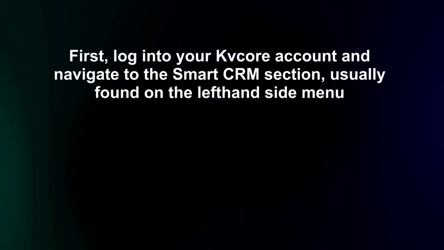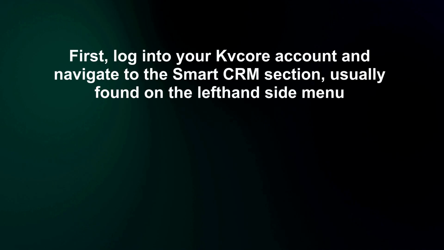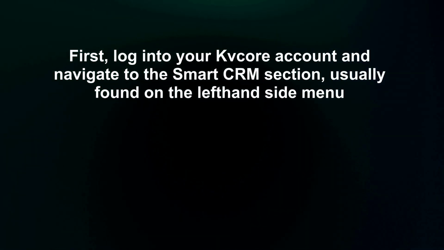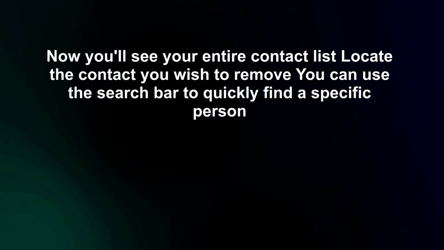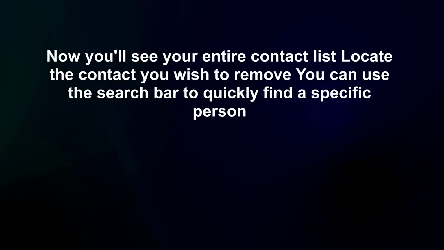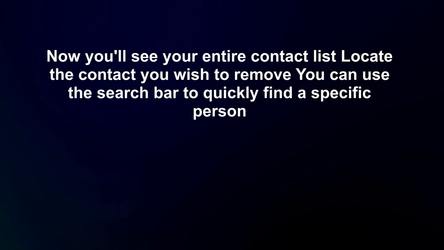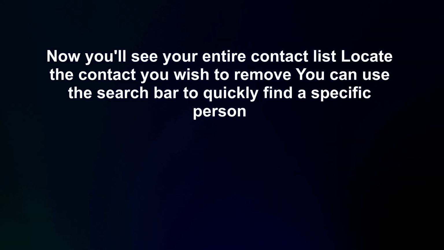First, log into your Kvcore account and navigate to the Smart CRM section, usually found on the left-hand side menu. Now you'll see your entire contact list. Locate the contact you wish to remove. You can use the search bar to quickly find a specific person.